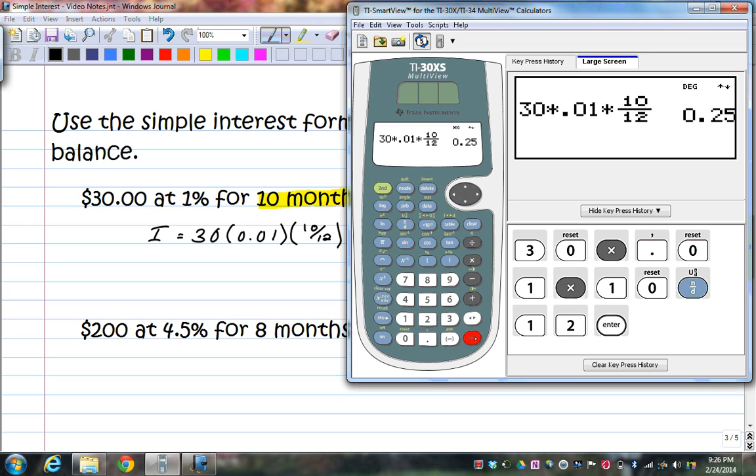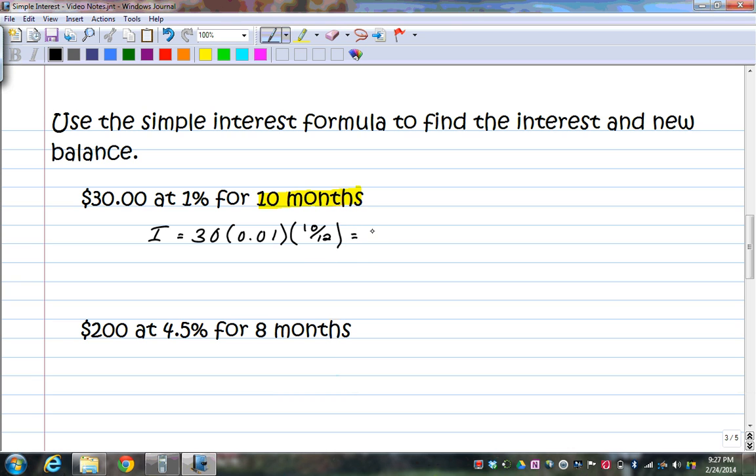And hit enter. And what do we get? We get 0.25. So in other words, the interest is going to be just 25 cents. The balance then will be $30.25. All right, this one then, I want you to try on your own. Pause the video and try it.